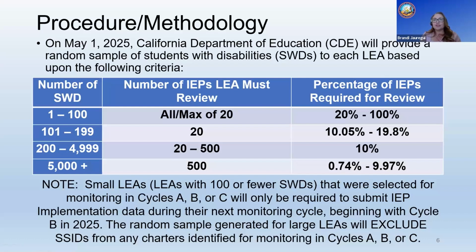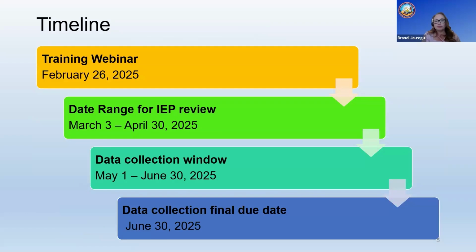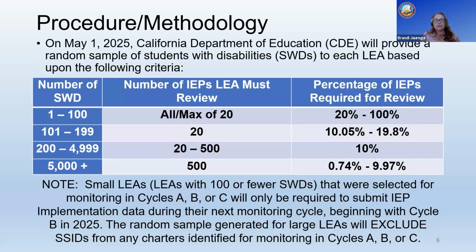All right, let's talk a little bit more about the procedure and methodology. So on May 1st, CDE is going to provide a random sample of students with disabilities to each LEA based on the following criteria. And it's really based on the number of students with disabilities that are enrolled at that time. And they had to have been enrolled during the entire range of IEP evaluation. They had to have been enrolled, and let me just go back one slide. They had to have been enrolled between March 1st and April 30th, and they had to have been enrolled during that entire period. On May 1st, we're going to generate SSIDs based on the most current data in CalPADS.